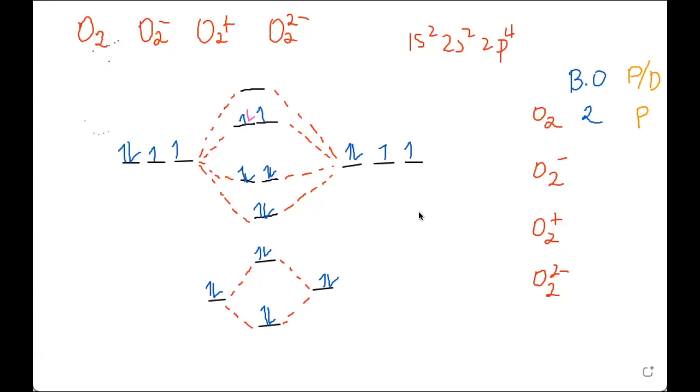Okay, so we have a 1.5 bond order. Is this para or dia? Para po, sir. Okay, para. Next, how about for O2 positive?